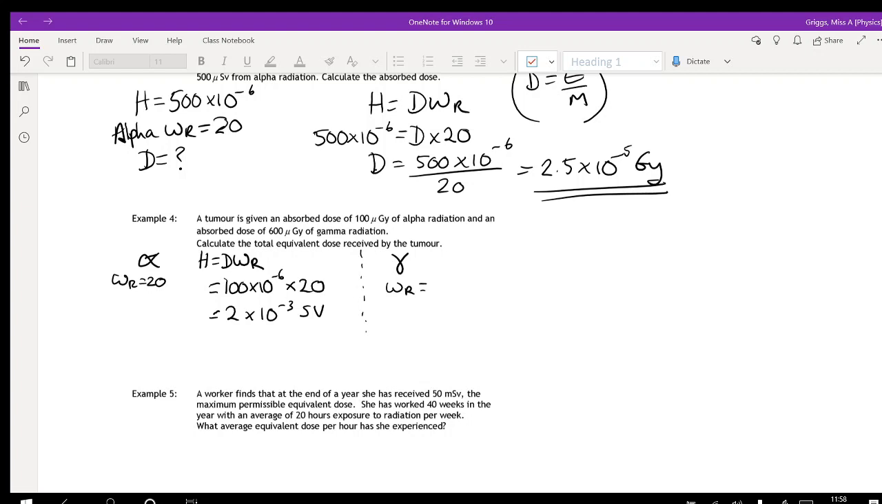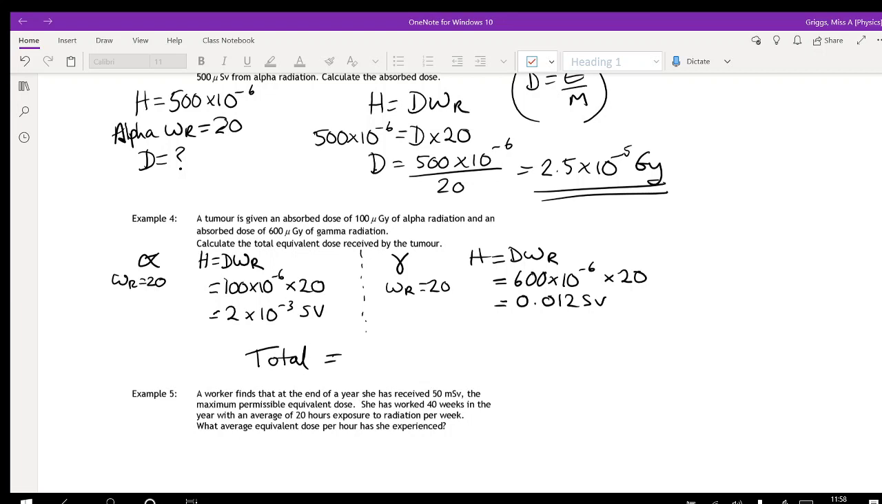And we need to do the same for gamma, which radiation weighting factor is also 20. So H equals D times WR. And the absorbed dose for gamma is 600 times 10 to the minus 6 times by 20. And that comes to 0.012 sieverts. To find the total, you just add them together.